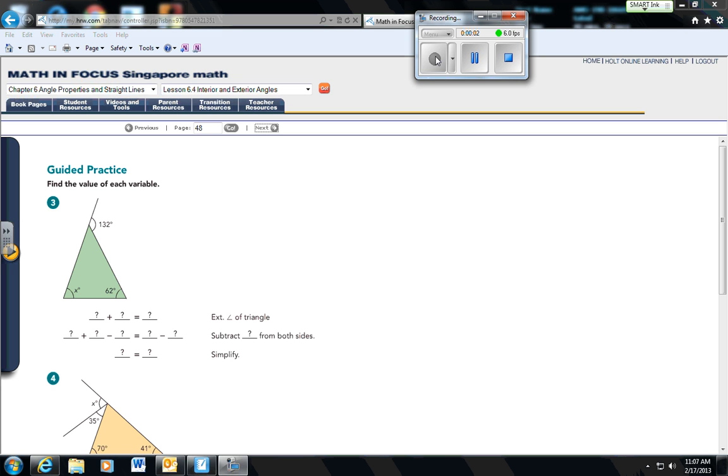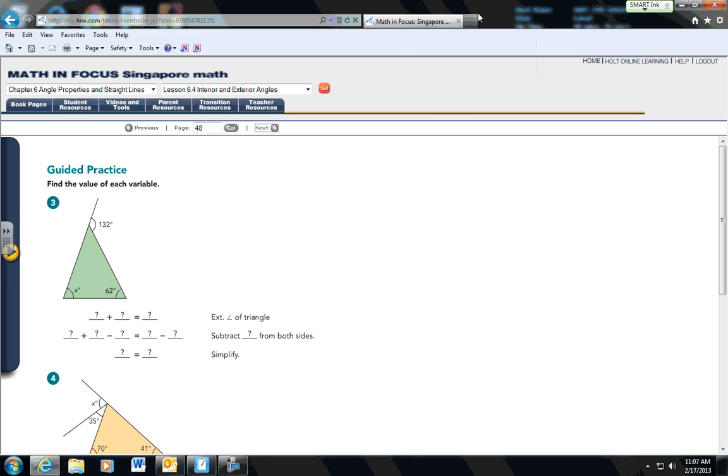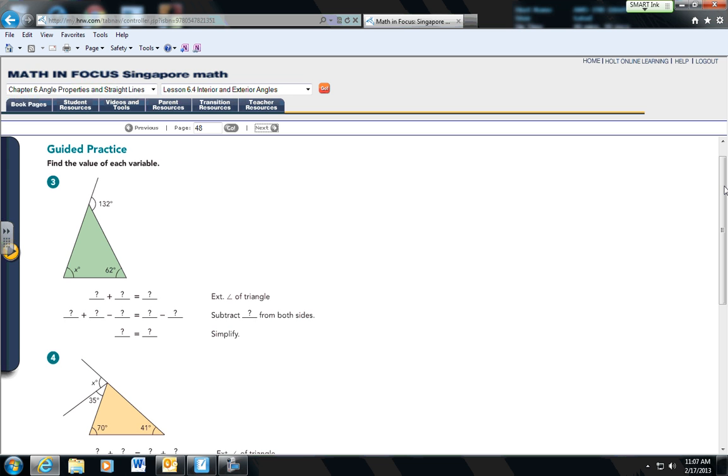This is lesson 6.4, guided notes continued, problems 3 through 6. Starting with number 3, we're dealing with interior and exterior angles here. So interior angles, the three angles inside of a triangle. Exterior angles would be outside. So again, that's the 132, and if we extended these lines, it would be those two angles on the outside.